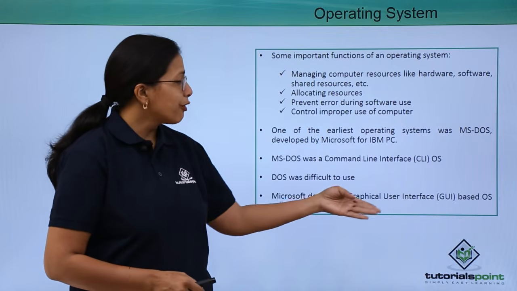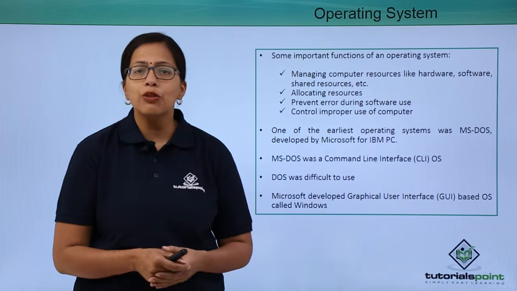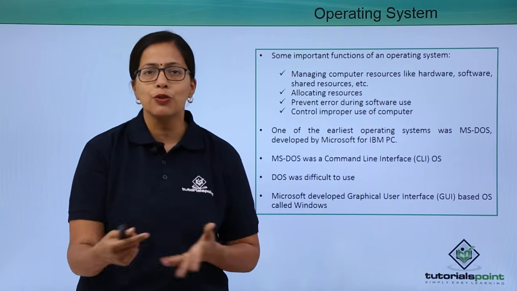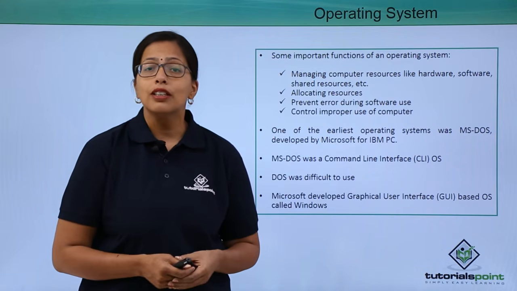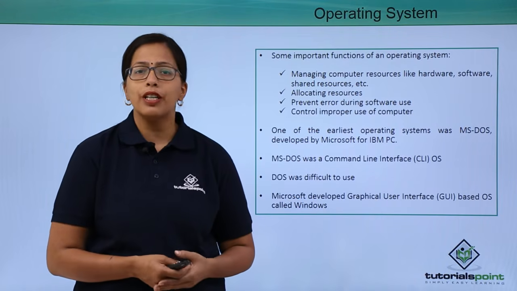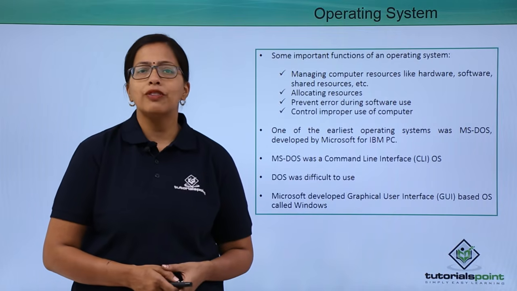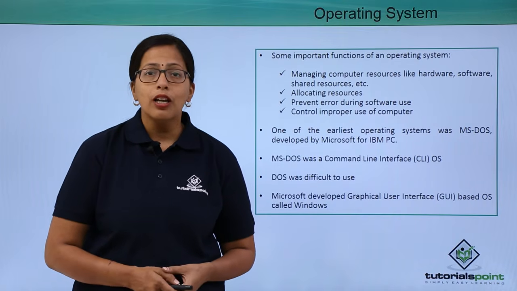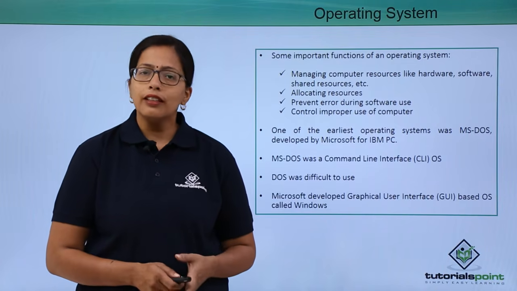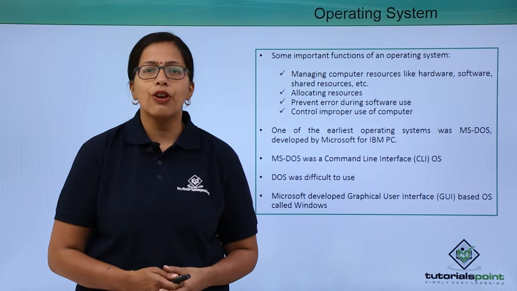Microsoft developed a graphical user interface, GUI based OS called Windows, when users started complaining that DOS was difficult to use because they had to remember all the commands. So Microsoft Windows was the first GUI based operating system developed. In this video, we have learned about the operating system and how it helps us to access the computer resources. In the next video, we are going to discuss another system software called assembler.